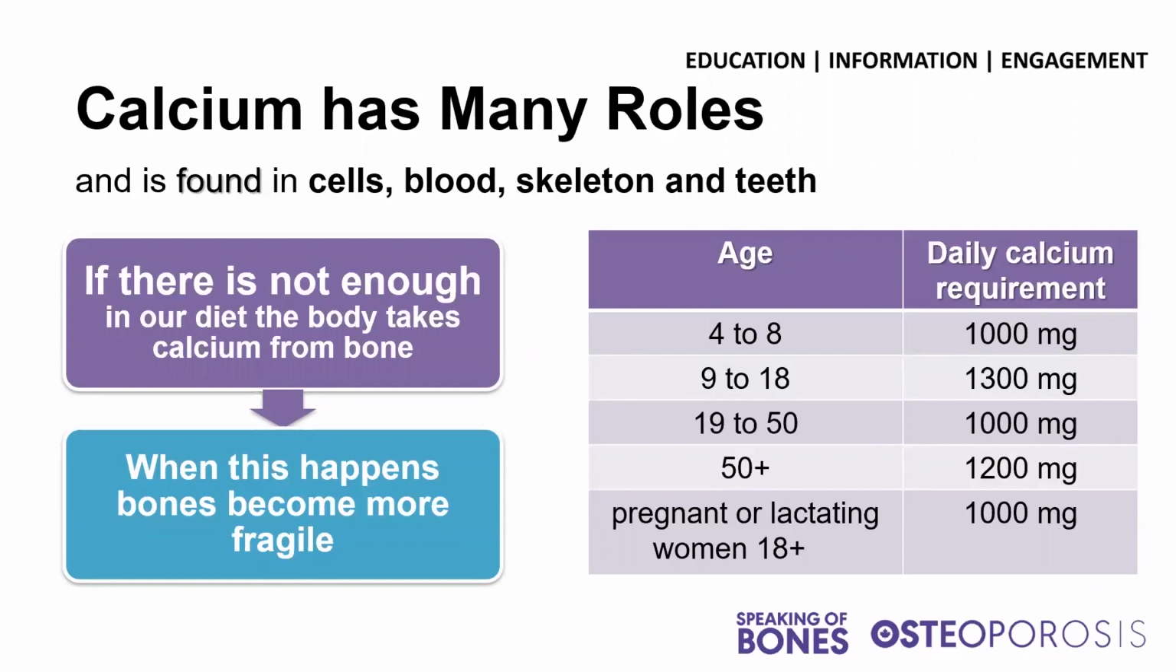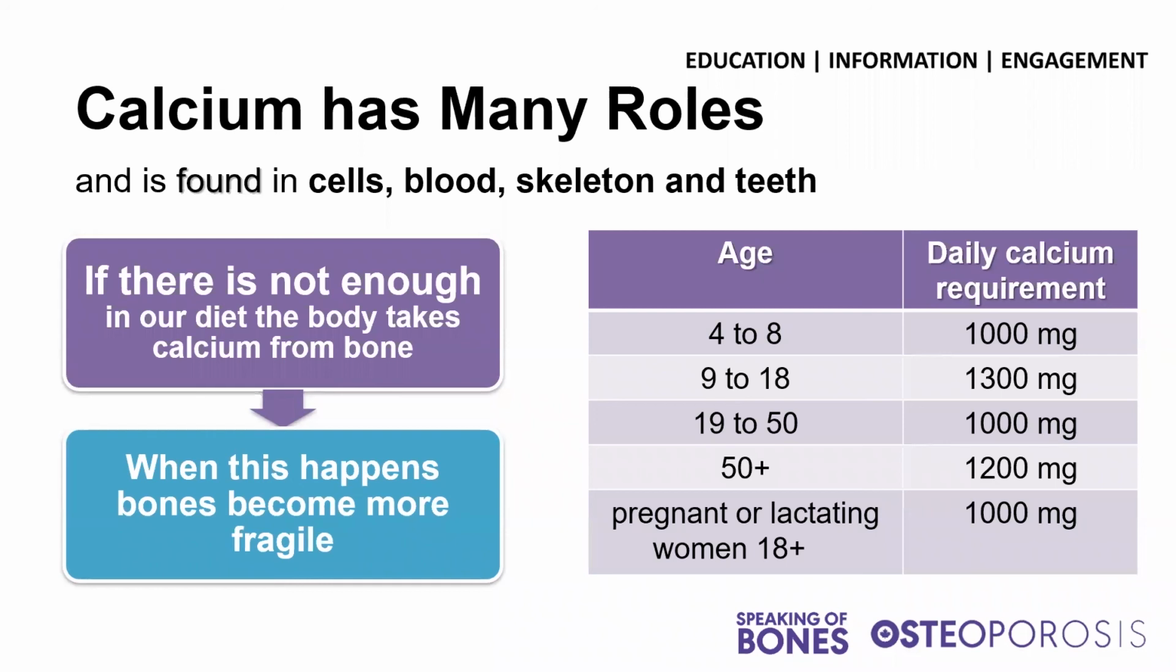If there's not enough calcium in our diets, then our body has to take calcium from bone. When this happens, our bones become more fragile. So for example, your body might have to remove calcium from the bone so it can use that calcium for other life-sustaining functions in your body, and we don't want that. So that's why it's important to consume enough calcium in your diet.